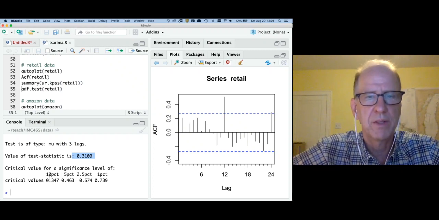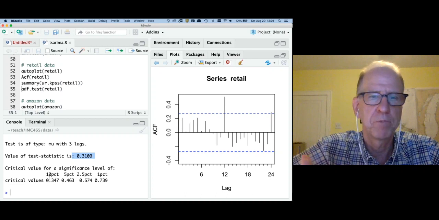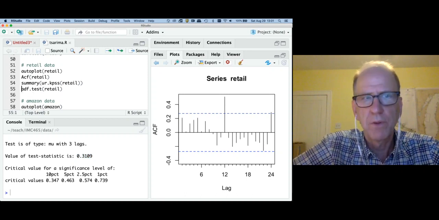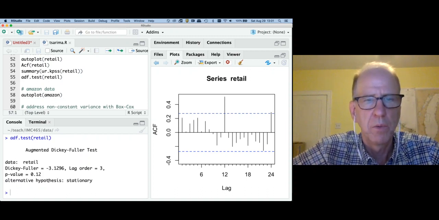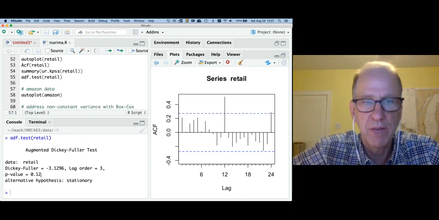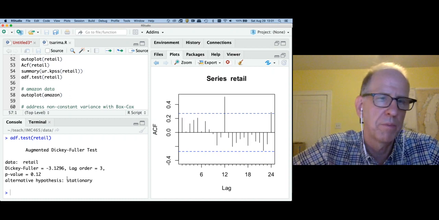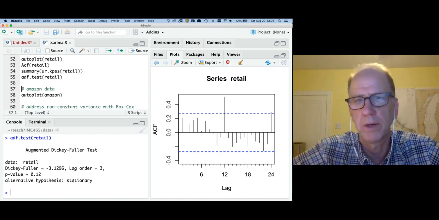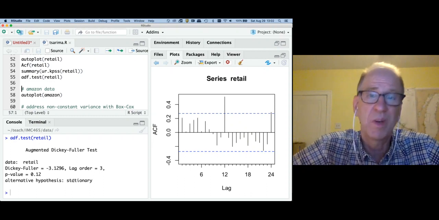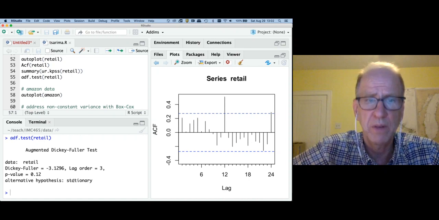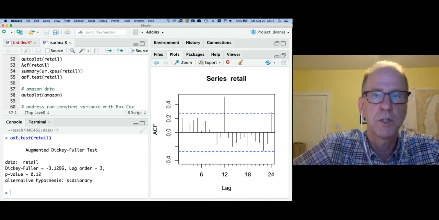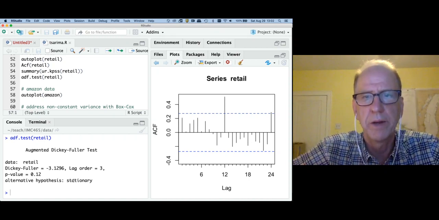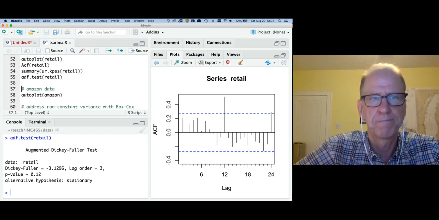Remember, the null hypothesis is stationarity, so we can't reject that. If we look at the ADF test, we cannot reject the null hypothesis of non-stationarity, even though it's a little bit borderline. So we call 0.12 a little borderline. But I think this is an interesting example because all we have is seasonality here. We don't have the other conditions of non-constant variance or a trend to trip us up.